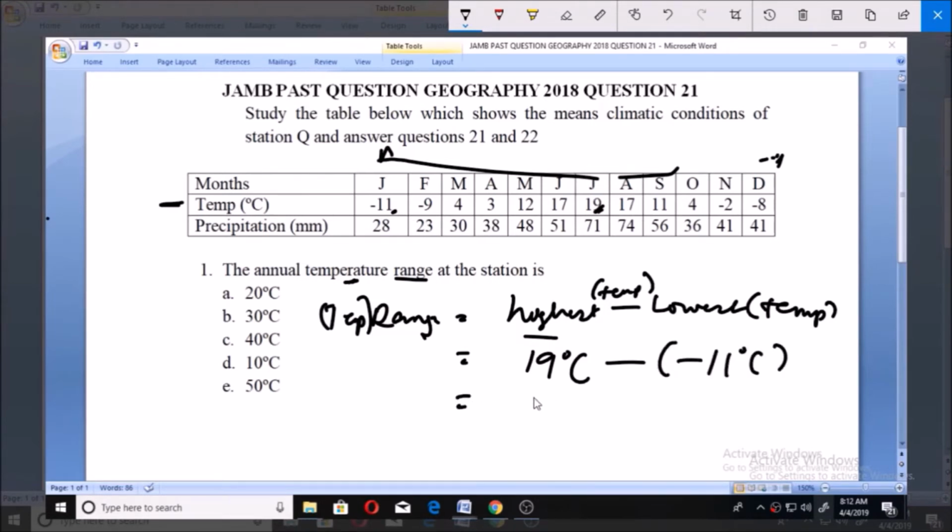And when you have minus minus, you call it what? Plus. So we have 19 plus 11, which gives us 30 degrees Celsius, and that makes option B the right answer to this. Thank you.